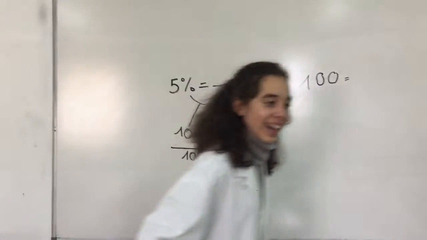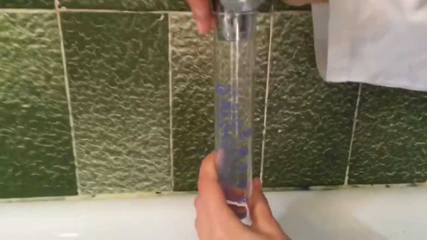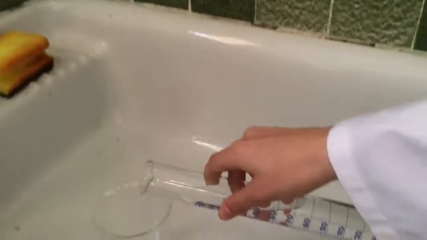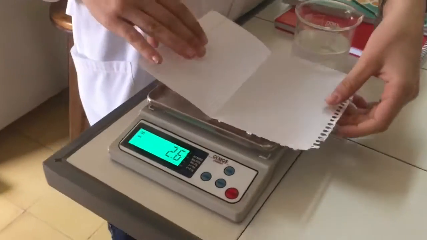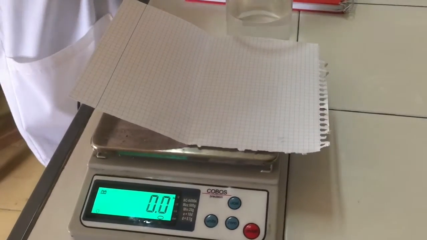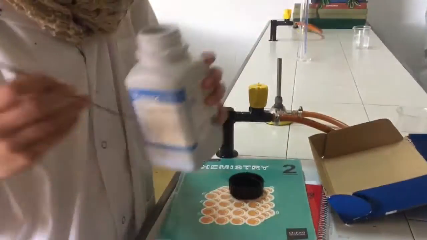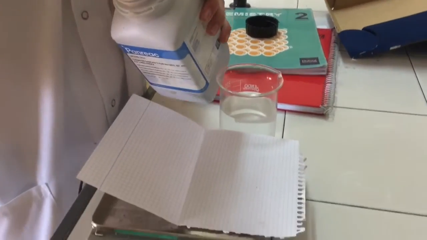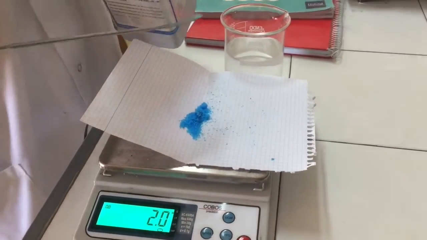Teacher, can we start? Yes, let's go! In two test tubes, we fill them with 100 milliliters each. And then we put them in a beaker. The next thing we'll do is weigh the copper sulfate. When we finish this, we add this to the water and mix it.